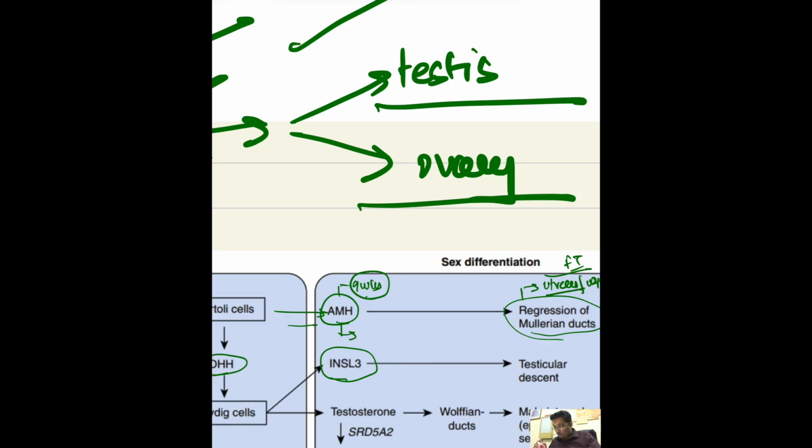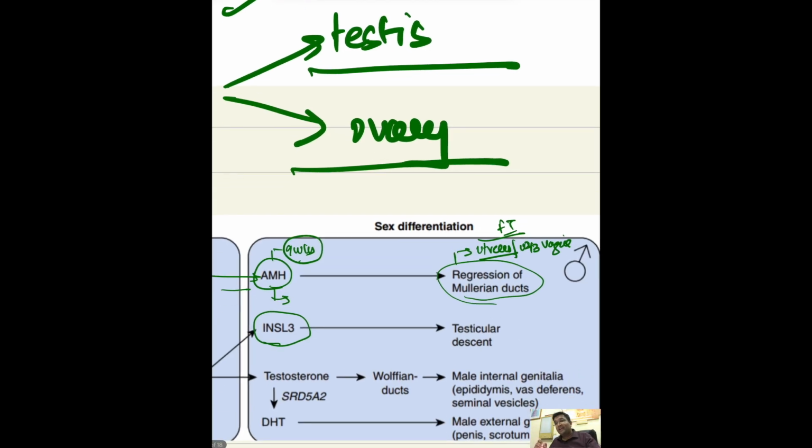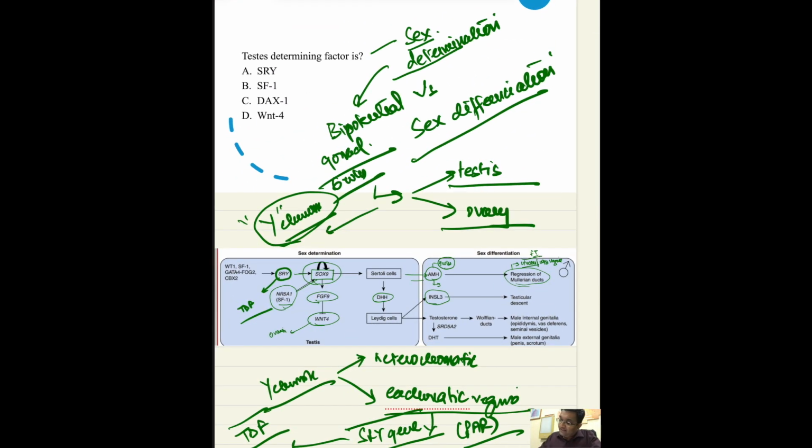And Leydig cells also give rise to testosterone, and testosterone will stabilize the Wolffian ducts, and that will cause the development of the male internal organs, namely the epididymis, the seminal vesicles, and the vas deferens. While after getting converted to 5-dihydrotestosterone via 5-alpha reductase type 2, it will give rise to the external genitalia, that is the scrotum and the penis. So this is the sex determination.